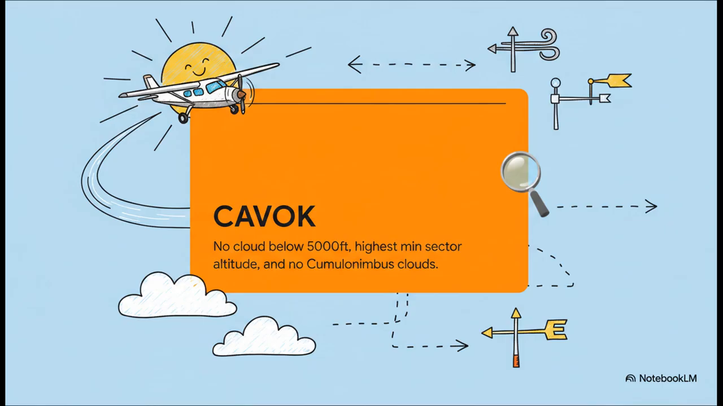It specifically means there are no clouds below 5,000 feet or below the highest minimum sector altitude, whichever is greater. And most importantly, zero cumulonimbus or CB clouds anywhere in sight. It's basically the aviation equivalent of a perfect, clear, sunny day. But since we've started with some optimism, let's look at how we navigate when things aren't quite so perfect.